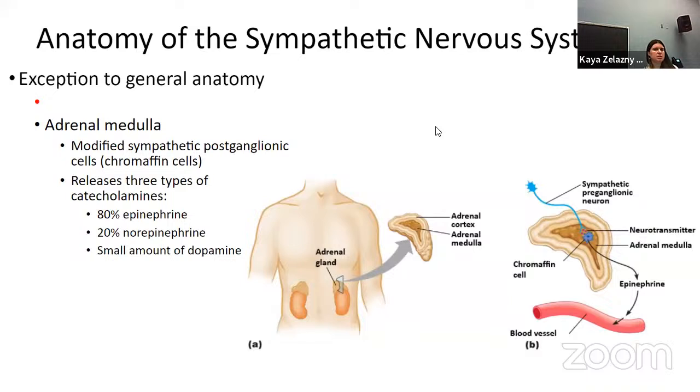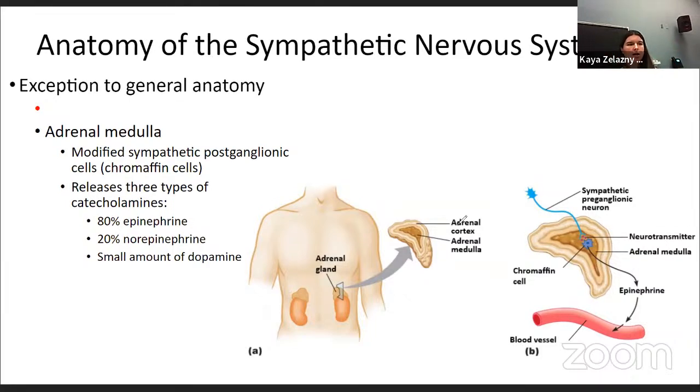So our exception to this system is when we're talking about nerves from the sympathetic nervous system that are going to our adrenal cortex, our adrenal medulla. So we're going to have our adrenal glands sit on top of our kidneys. They are still going to have a preganglionic neuron. So we're going to have a preganglionic neuron going here through the wall of our adrenal gland and into the center. And here we have something called a chromaffin cell.